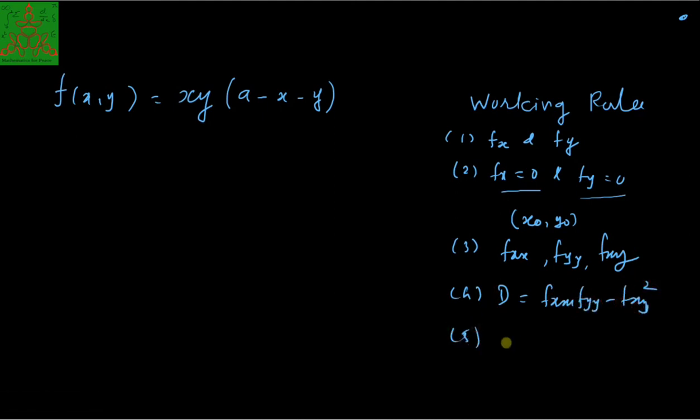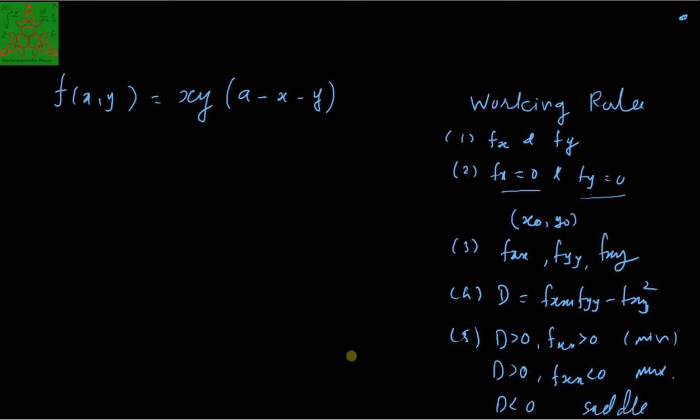The fifth step is to evaluate D. If it is positive and fxx is also positive at the point (x0, y0), then the function f has a minimum value. If D is positive and fxx is negative, then it has a maximum value. If D is negative, then the point (x0, y0) is called a saddle point. And if D is 0, we cannot conclude whether the function gives a maximum or a minimum.